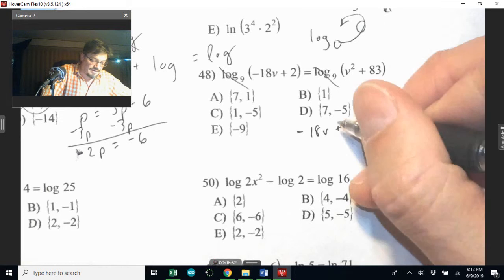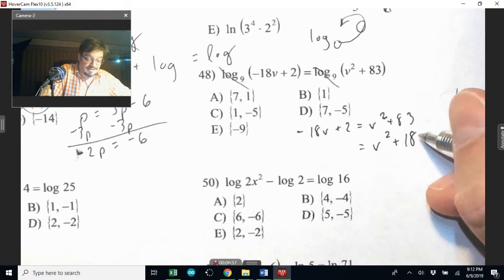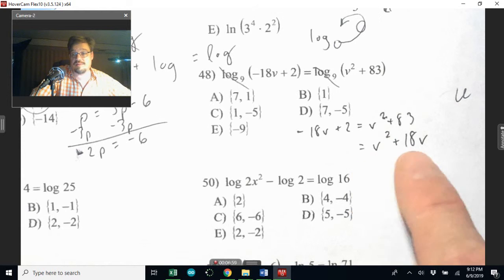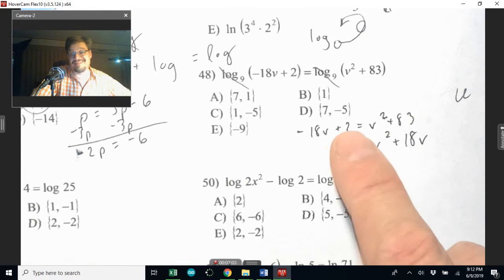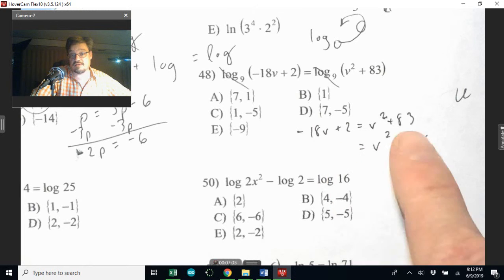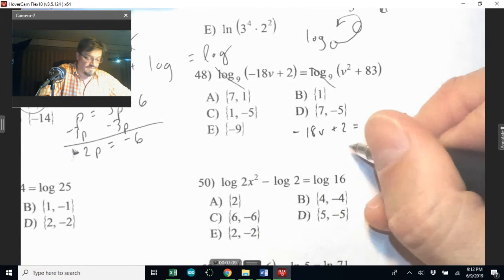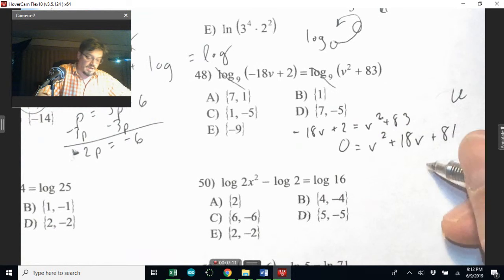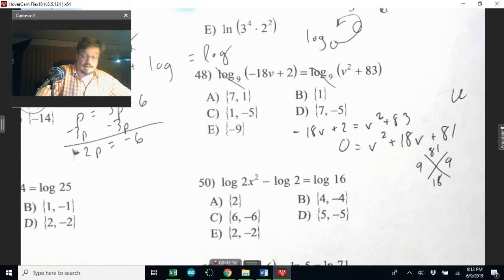Now when I dial these to 0, I'm going to have to add an 18v, but he's not adding to any of these. He's just going to be a positive 18v because these are unlike terms, so he's going to stay right there. But this 2, I need to subtract, so it is going to drop to 81. Okay? Now I've dialed it all to 0, and I have factors of 81 that add up to 18, and that's going to be 9 and 9.